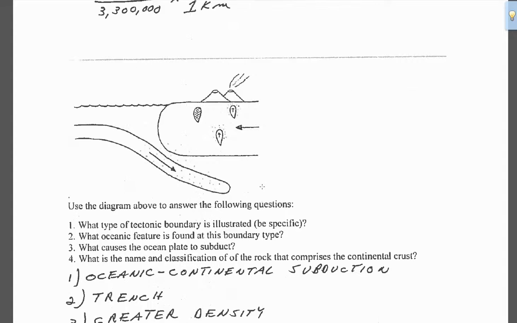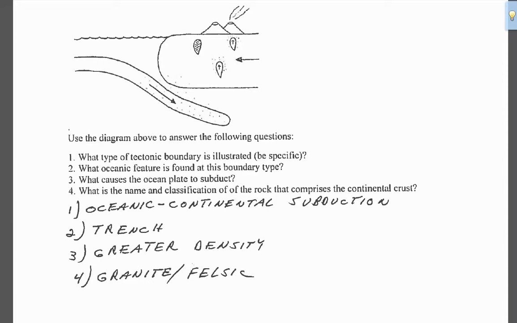Let's see, this question, use the diagram above. Well, you can see that we have volcanoes here, we've got a subduction boundary, this has to be a continental plate, this is an oceanic plate, and so we have an oceanic-continental subduction boundary. What oceanic feature is found?